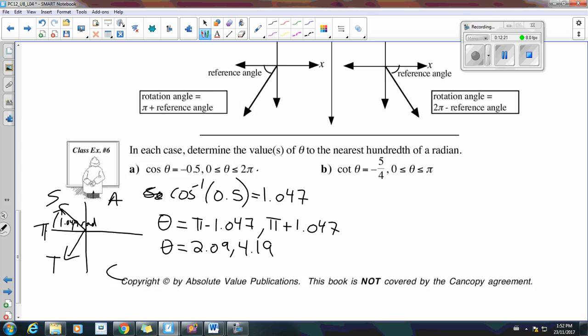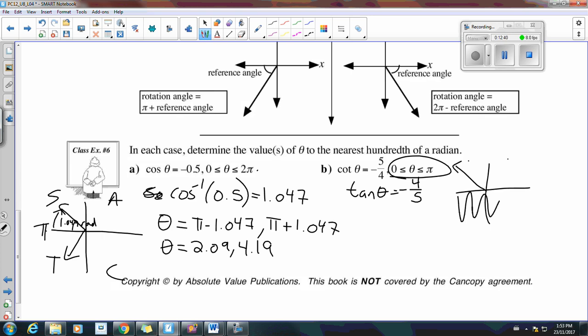Cotan. Well, the first thing we want to do is, let's rewrite this as tan. Now, it's only looking for values between 0 and pi, so it saves us a bit of work here. I only need to consider quadrants 1 and 2. Tan needs to be negative, so that tells me I'm going to be in quadrant 2. I don't need to consider the others because it just wants answers between 0 and pi.